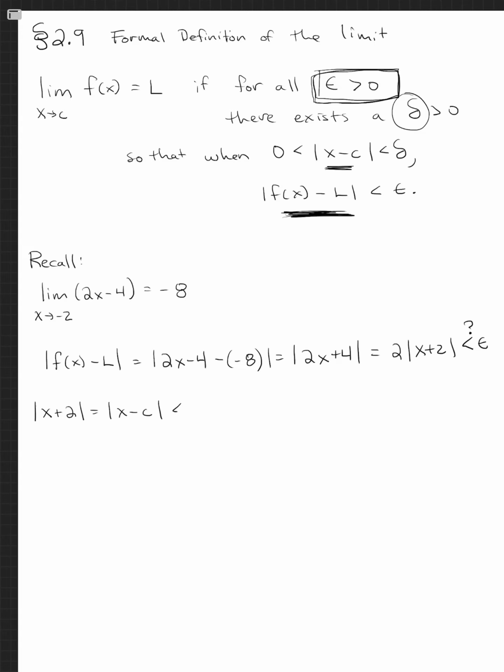So x plus 2 is equal to the absolute value of x minus c, which is less than delta, right? That's something we know, we have set, and it's straightforwardly in there, right? So we want this guy to be less than epsilon, and we know that this piece of it is less than delta. So we decide that delta is going to be 1/2 epsilon.